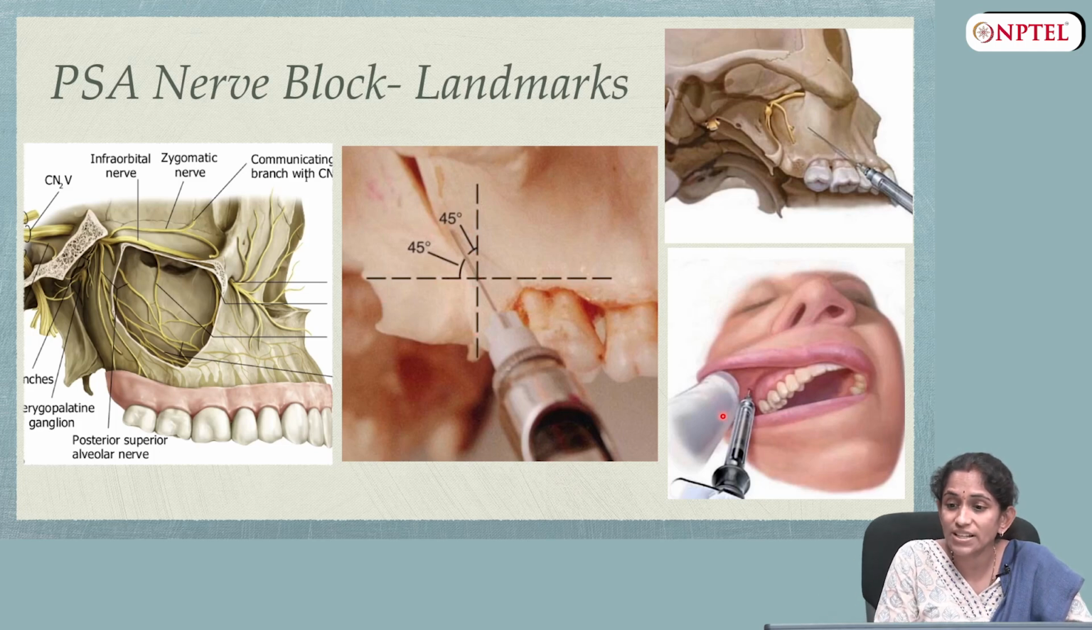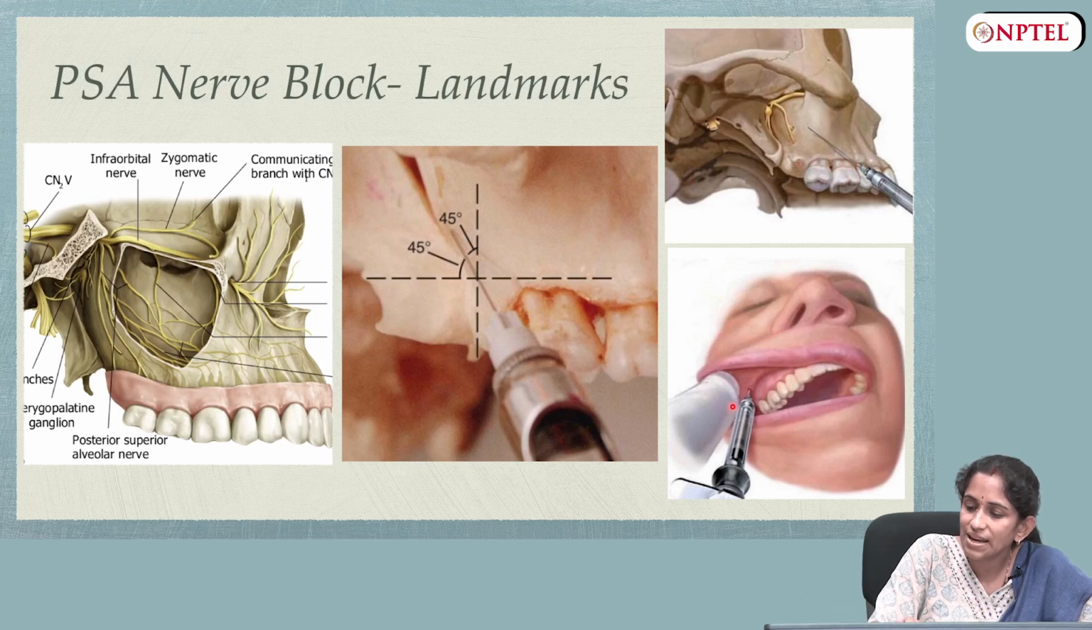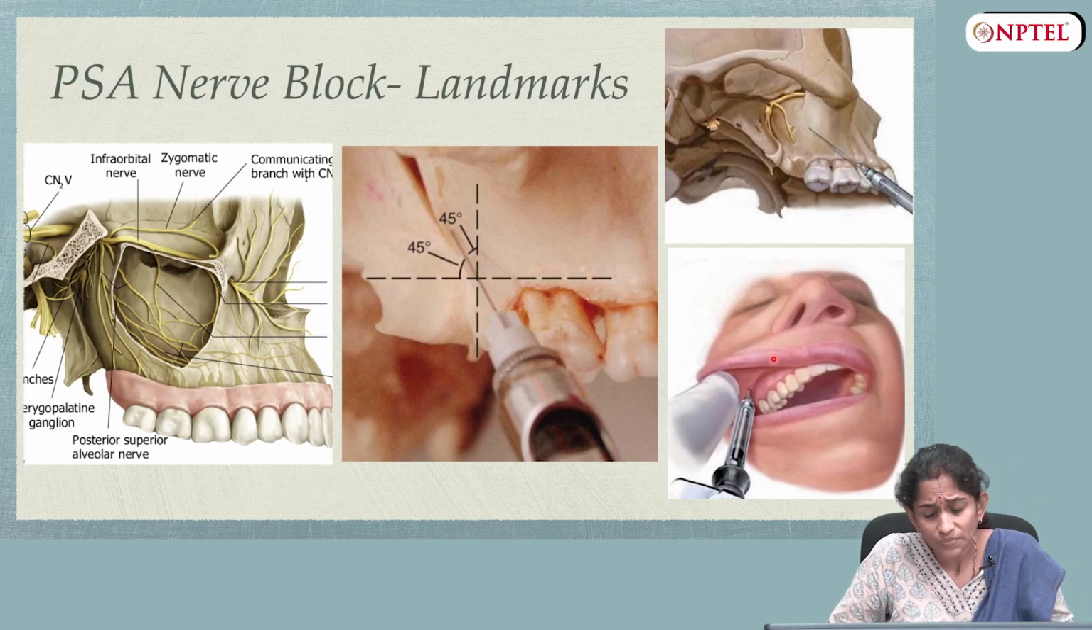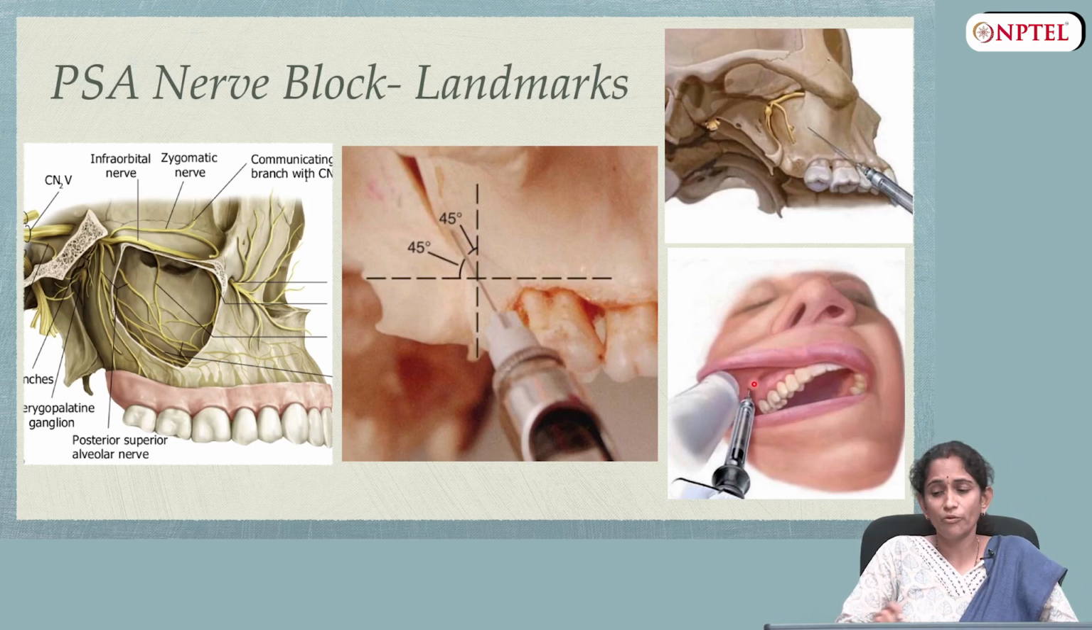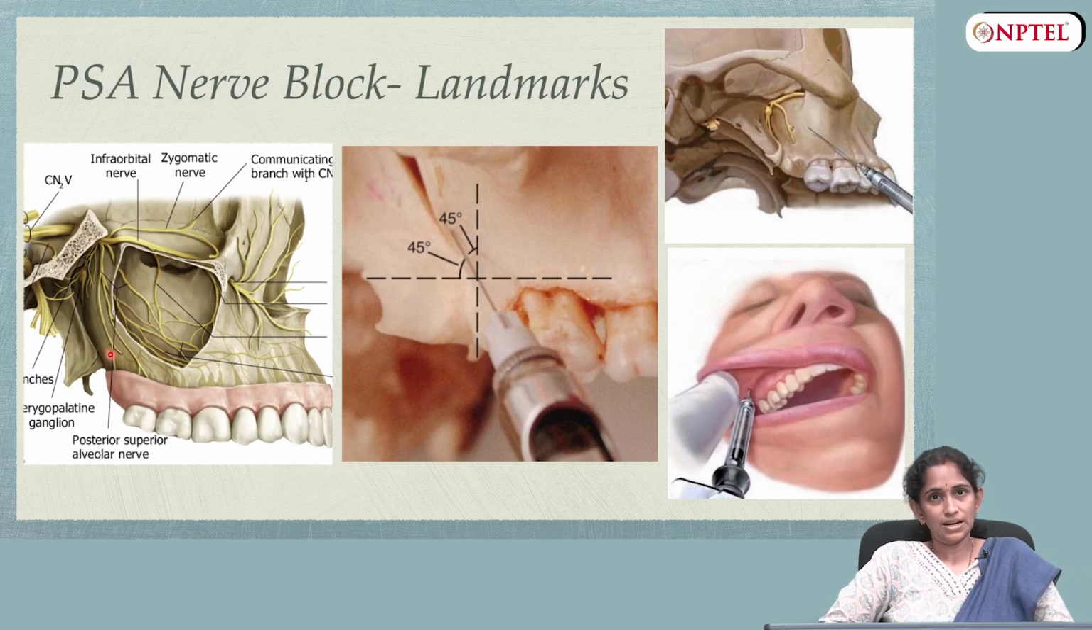So, it does not go in straight, but it goes in a medial direction. That is the second molar tooth that we have, and then it is going at 45 degrees in all the 3 planes, that is to the vertical, to the horizontal and also medially it is going at 45 degrees. So, that is when we can reach the posterior superior alveolar nerve.